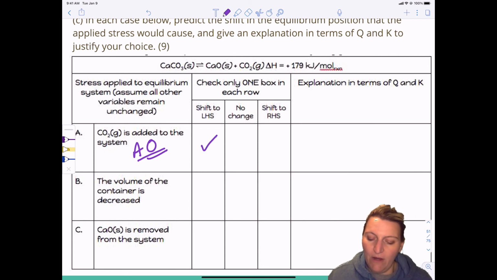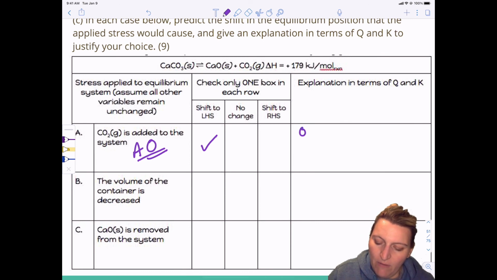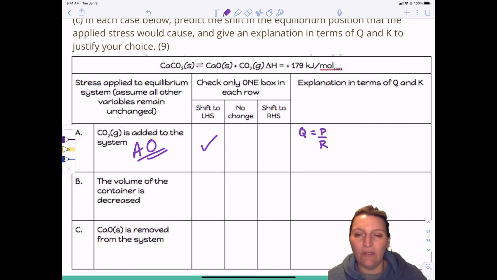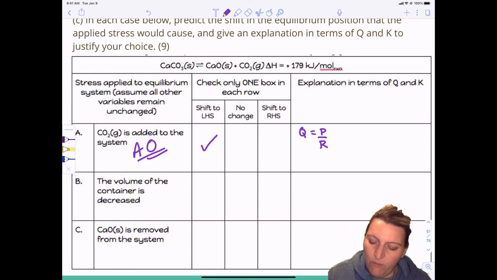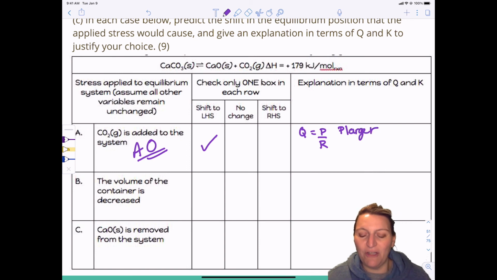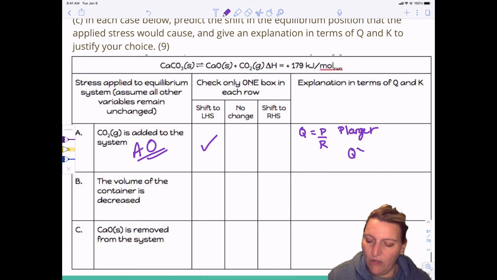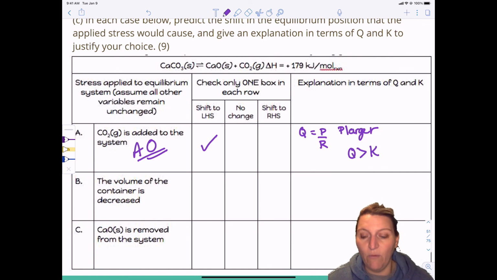And if you think of what will happen in terms of Q versus K, remember that Q is the products over reactants. If CO2 is added to the system, then the products will get larger. So therefore, the reaction will shift to the opposite side in order for the Q to come down to where K is. So this would be a case where Q is greater than K. And when Q is greater than K, we know it shifts to the left-hand side.